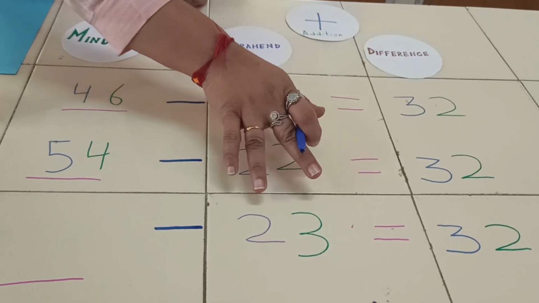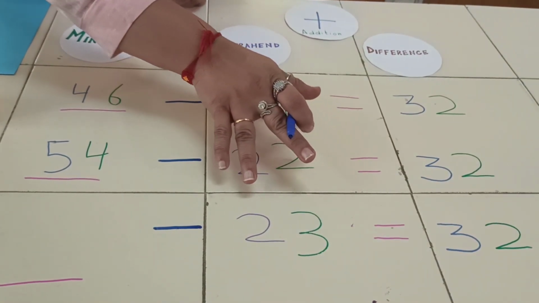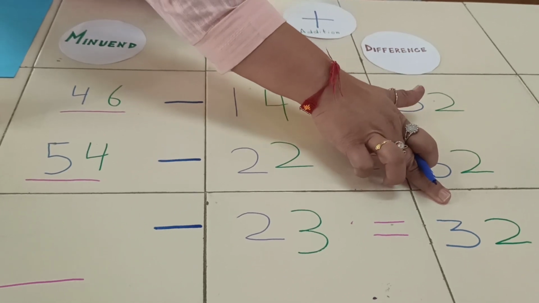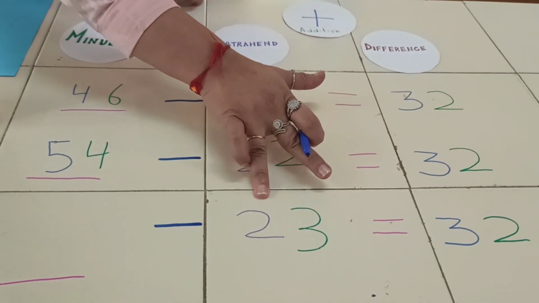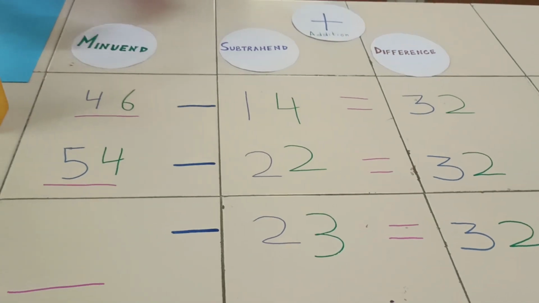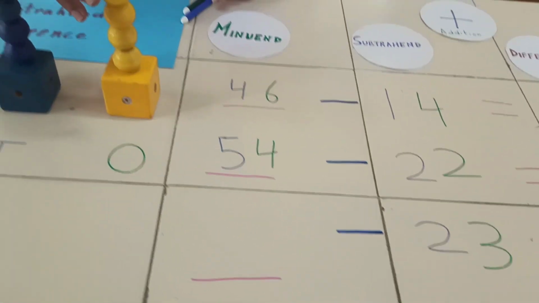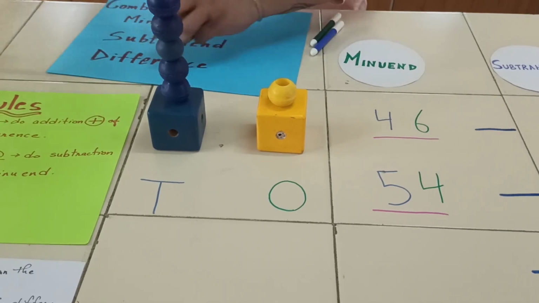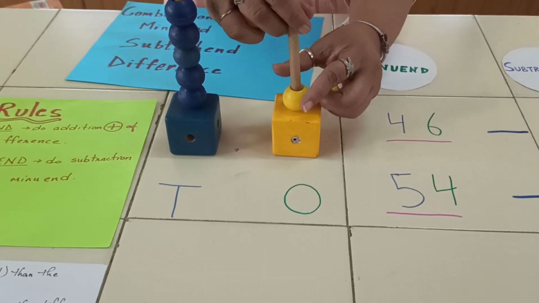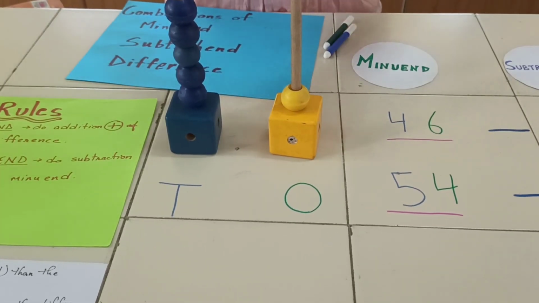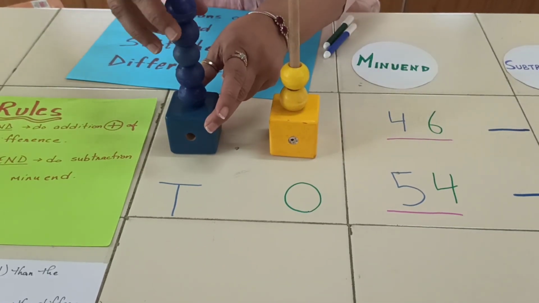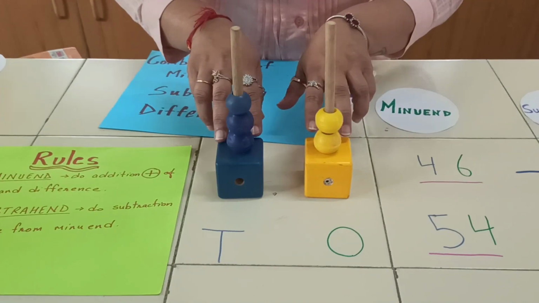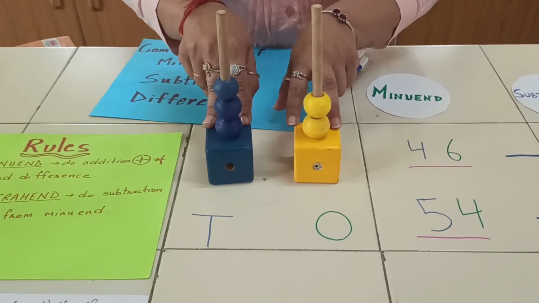Now we will move to the third combination where your difference is same still 32. Your subtrahend has changed to 23. So we are going to do the same thing. I'll remove this previous one. I need here 3. So I will remove this 2 also. So 32 is your difference which should be there on the abacus.